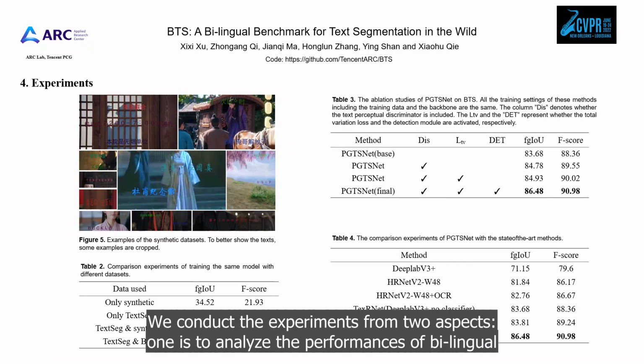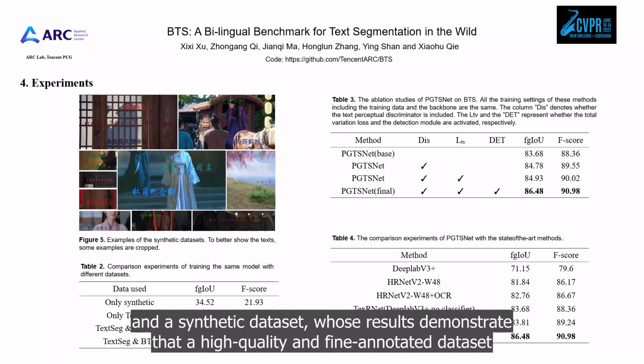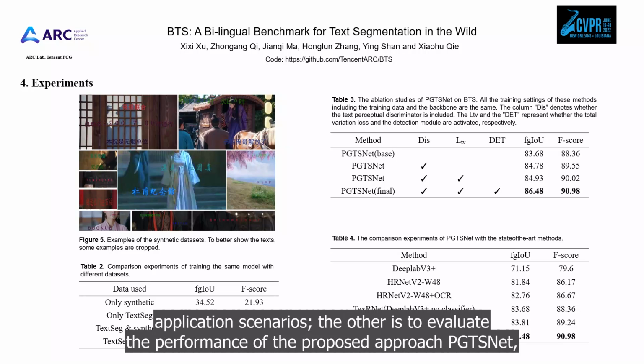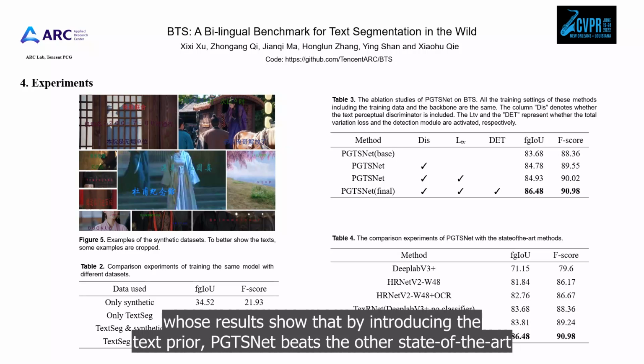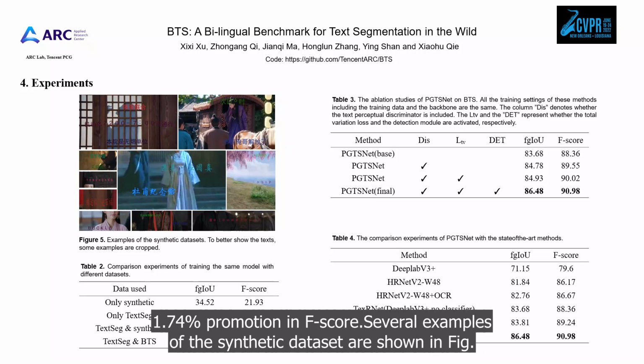We conduct experiments from 2 aspects. One is to analyze the performance of bilingual text segmentation on the proposed dataset BTS and on other datasets including TextSeg and the semantic datasets, whose results demonstrate that a high-quality and fine-annotated dataset is necessary and valuable to help boost the model's performance and expand the application scenarios. The other is to evaluate the performance of the proposed approach, BGTS-Net, whose results show that by introducing the text prior, BGTS-Net beats the other state-of-the-art methods on the task of bilingual text segmentation with at least 2.67% promotion in FgIoU and 1.74% promotion in F-score.